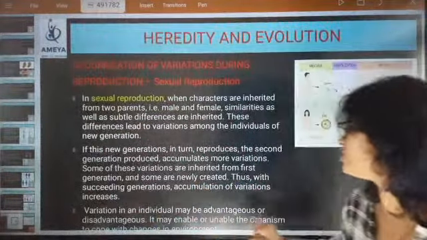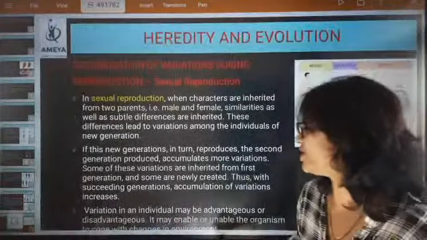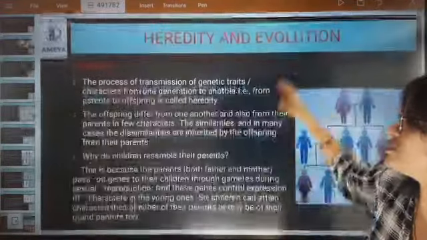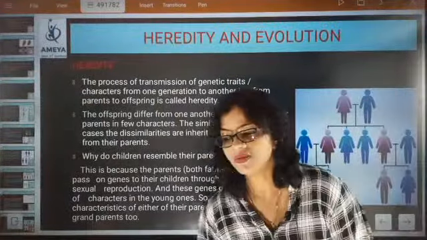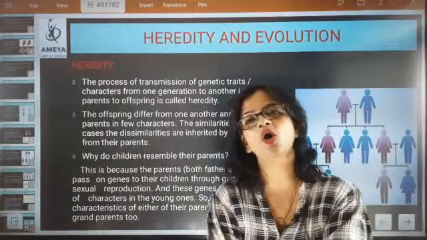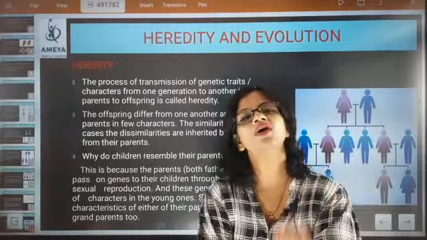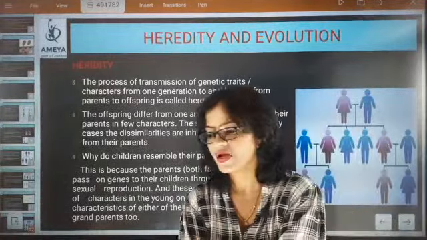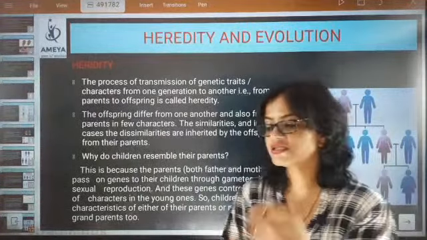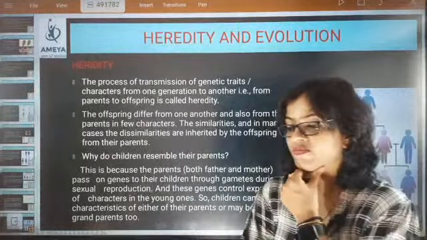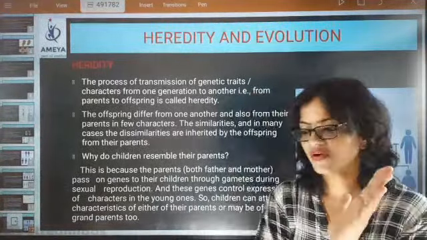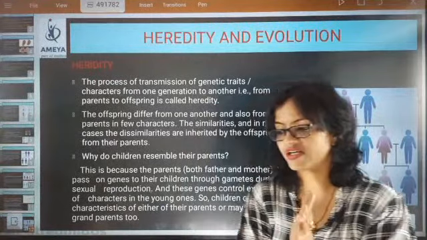So variations in an individual may be advantageous or disadvantageous. It may enable or disable the organisms to cope with changes in the environment. 100% sometimes the variation will be advantageous. Right now, what variation did I talk about? Thyroid. Is it advantageous or disadvantageous? Tell me. Right now I talked about a disease called thyroid. Do you think it is advantageous or disadvantageous? Once it is added in the bloodline, it is not at all going to leave. So is it advantageous or disadvantageous?